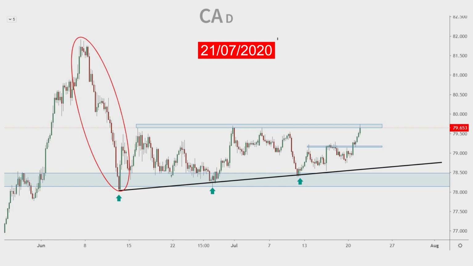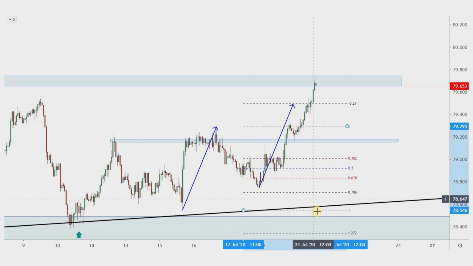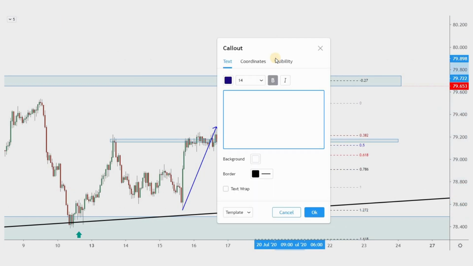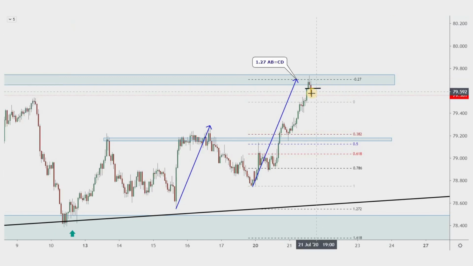Next setup was Canadian dollar Japanese yen. In this setup we used an AB equals CD pattern. First of all we see that price is touching a resistance level on the 4-hour time frame. When we zoom in on 1 hour, we see an alternative 1.27 AB equals CD pattern fully completed. Candlestick pattern confirmation on the top.